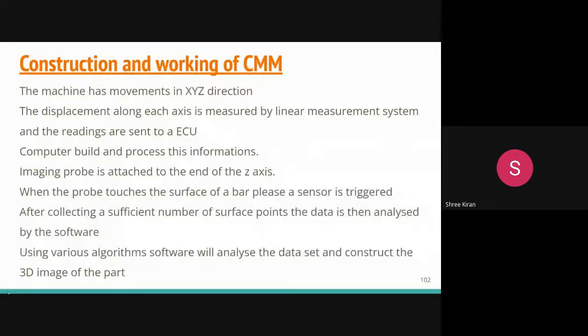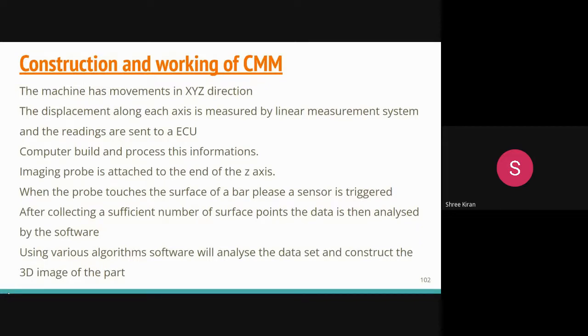Then the computer builds and processes this information. Then the probe is attached to the end of the Z axis. The probe is always attached to the end of the Z axis.